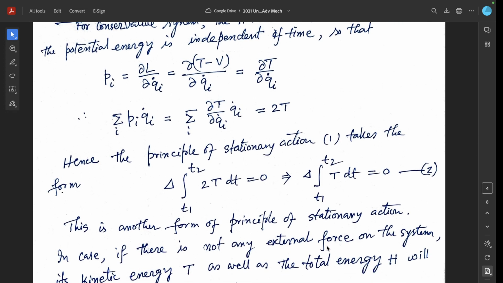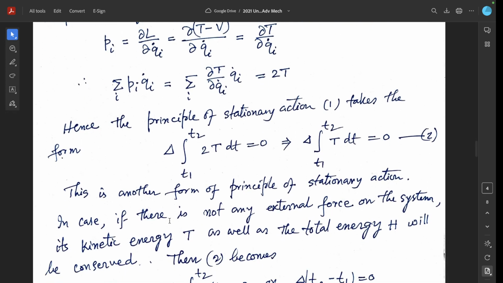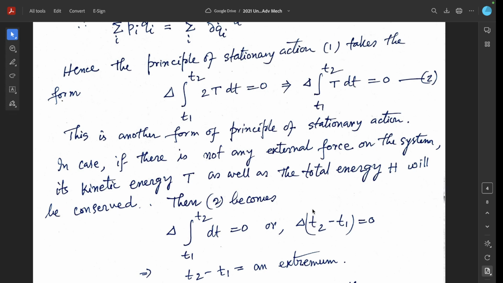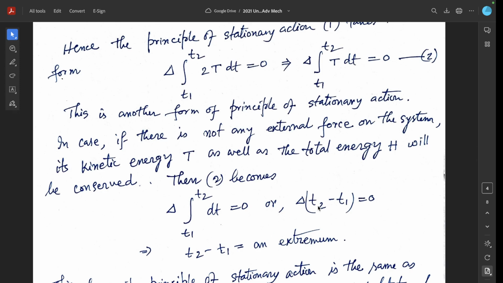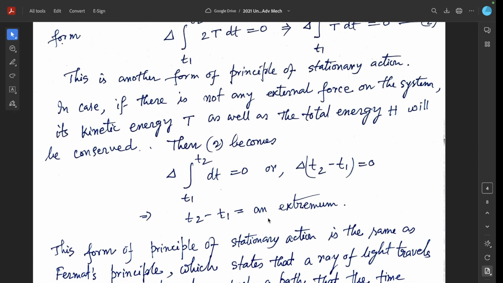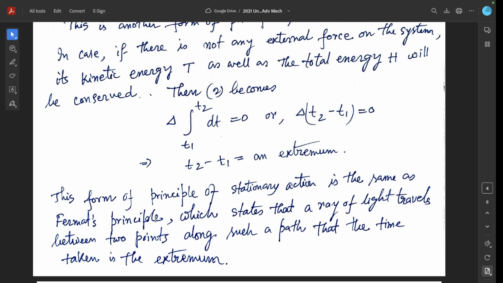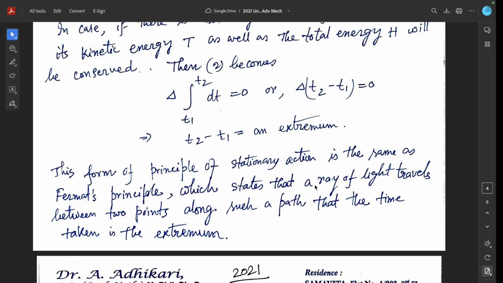This is another form of the principle of stationary action. If there is no external force on the system, its kinetic energy T as well as the total energy H will be conserved. Then from 2 we get delta integral from t1 to t2 of dt equal to 0, that is delta (t2 minus t1) equal to 0, that is t2 minus t1 is an extremum. This form of the principle of stationary action is the same as Fermat's principle, which states that a ray of light travels between 2 points along such a path that the time taken is an extremum.